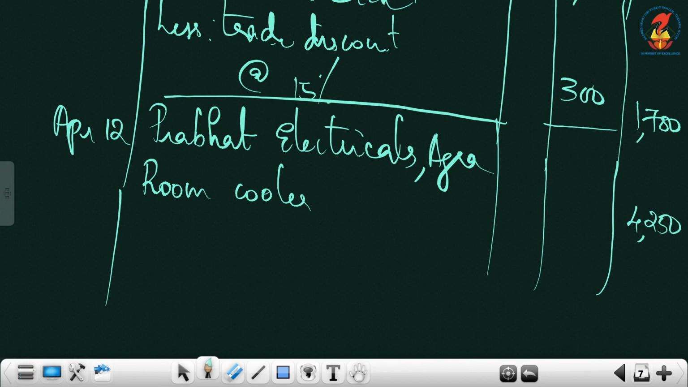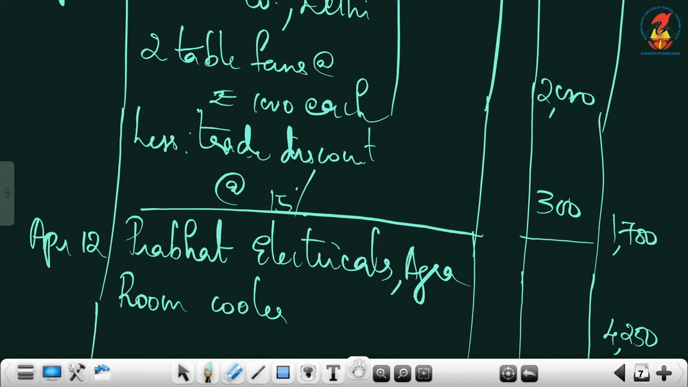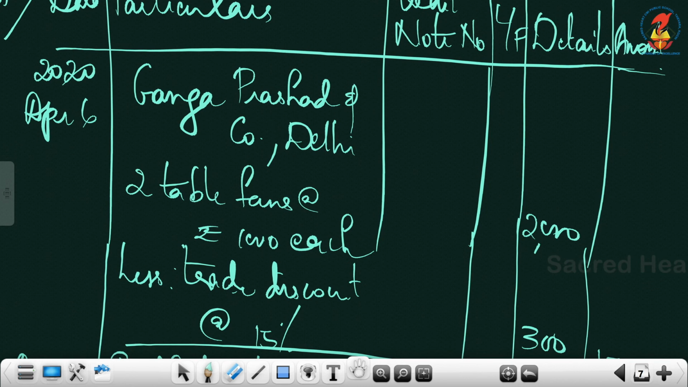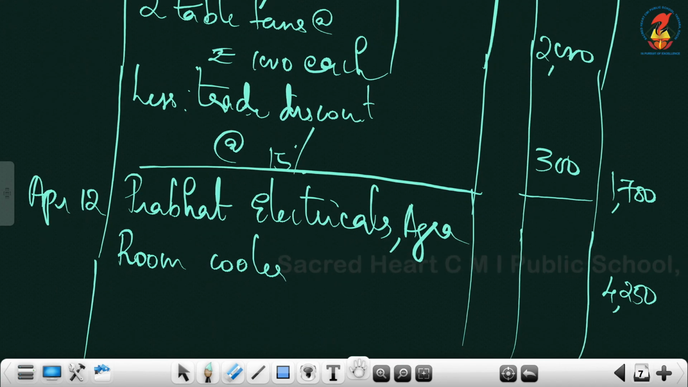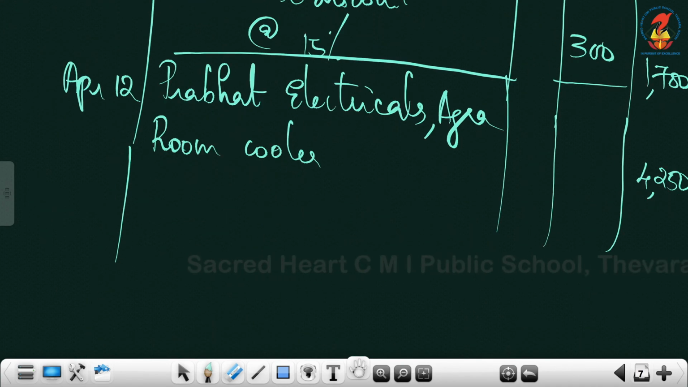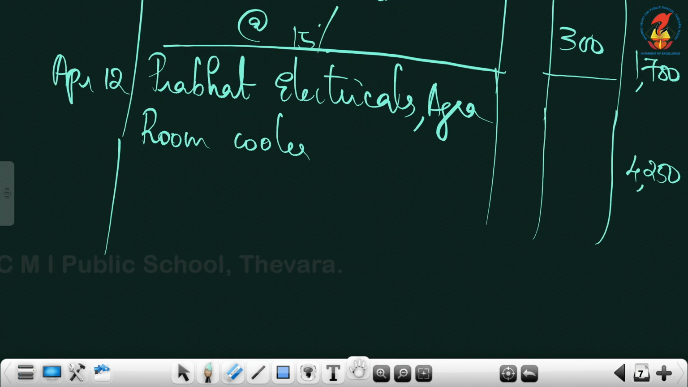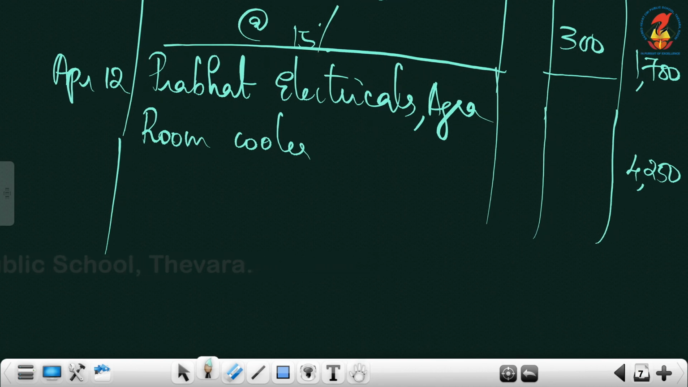See, actually here you have an LF column. I had drawn it in the beginning, but later when I continued the format, I forgot to draw that column here. You just extend the same lines, okay? Invoice number, LF, details, amount, you must have all these columns. When I continued, I forgot the invoice number column and all. Room cooler, the amount we recorded, 4250, directly you can write in the amount column.